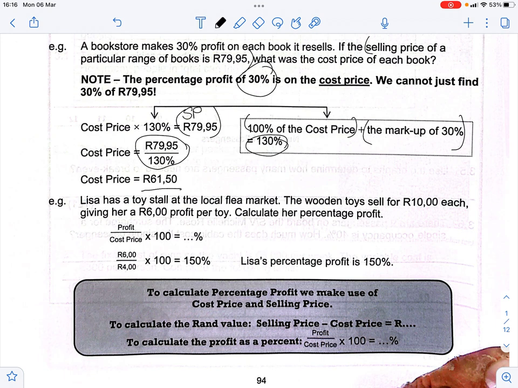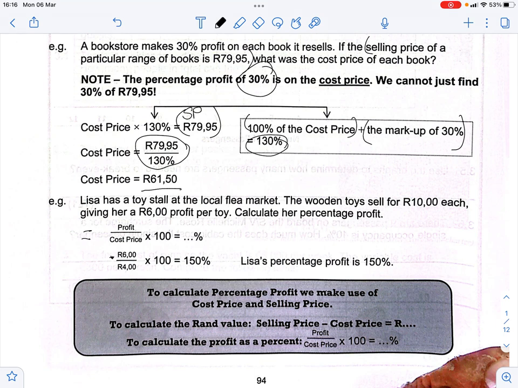Lastly, they tell us Lisa has a toy stall at the local flea market. The wooden toys sell for 10 Rand each, giving her a 6 Rand profit per toy. Calculate her percentage profit. So if we look at our percentage profit formula, we take our profit, which is 6 Rand per toy, divided by the cost per toy.